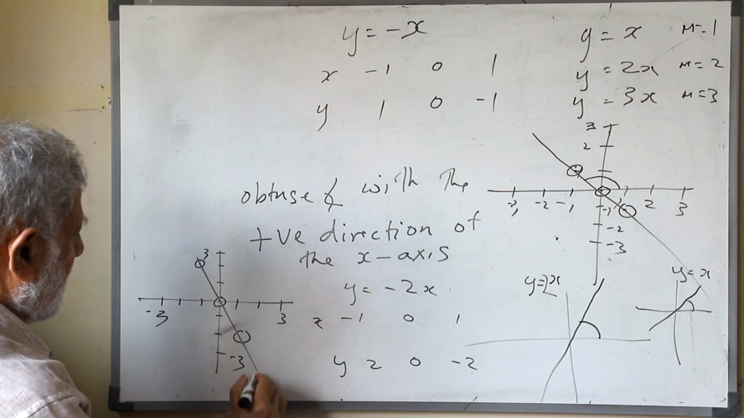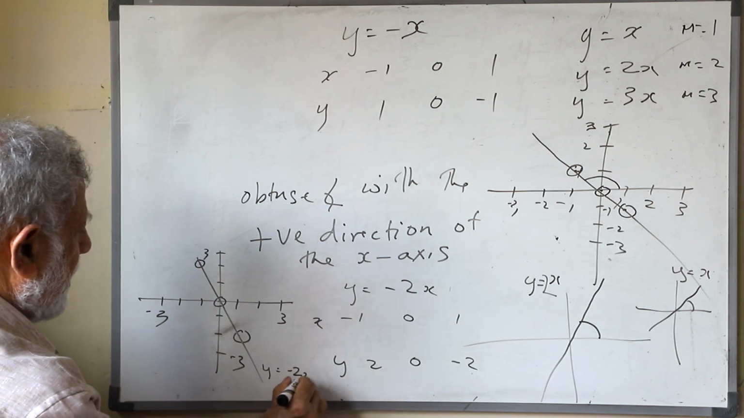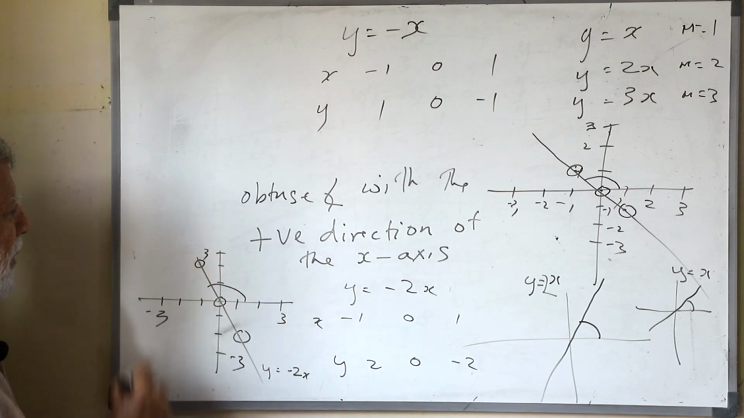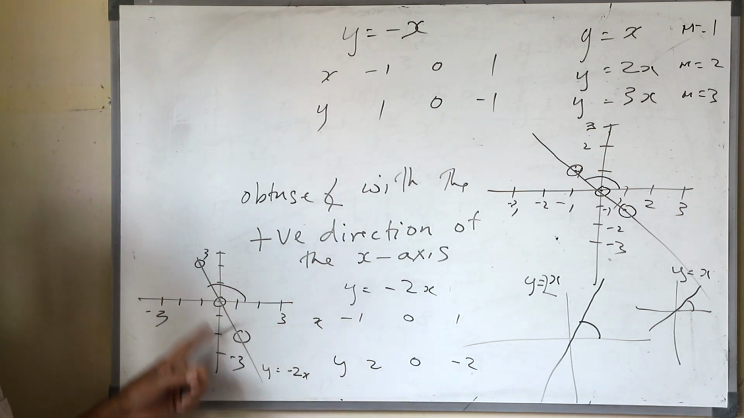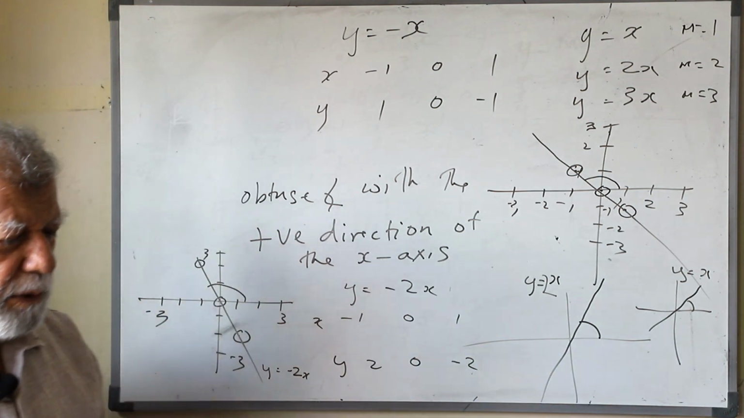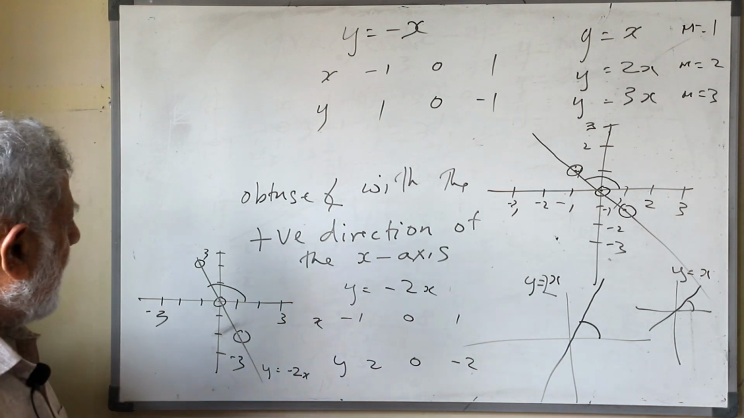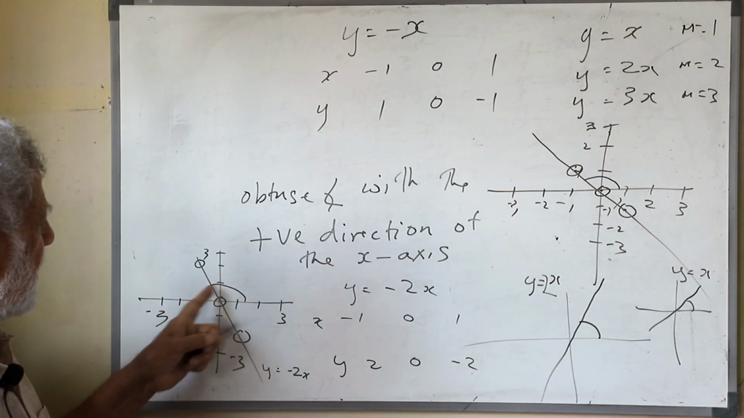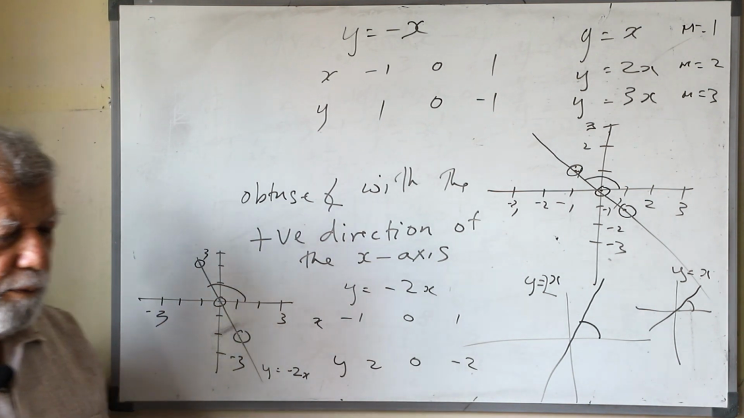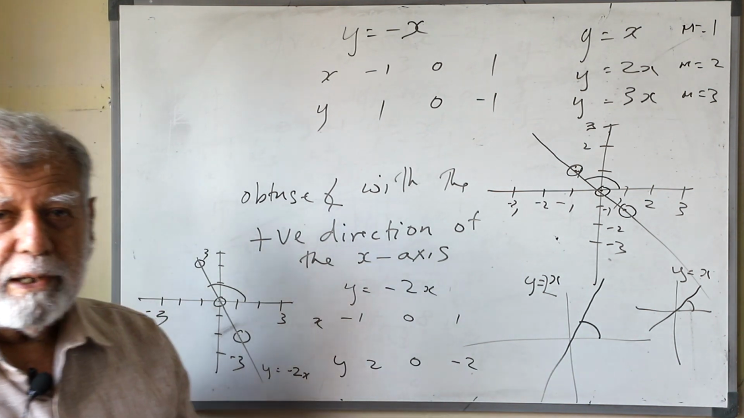This is y is equal to minus 2x. Here also you can see it's an obtuse angle that the graph is making with the positive direction of the x-axis. So whatever graph you draw, y is equal to minus x or minus 3x or minus 4x, whatever it is, it will always make an obtuse angle with the x-axis.